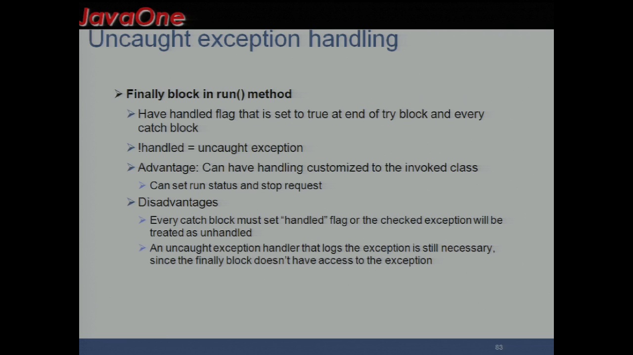So then another way is to have a finally block in your run method. And if you're going to use this technique, you have some kind of flag, a handled flag, that you set to true at the end of every try block, every catch block. So if you ever get to the finally block and handled is false, you had an uncaught exception. One of the advantages of this is that you have handling that's customized just for that class. You have complete access to its run state and everything. The disadvantage is that every catch block has to set this handled flag to true, or it's going to be treated as an uncaught exception. And then finally, you still need an uncaught exception handler that's going to log the exception because the finally block doesn't have access to the exception.